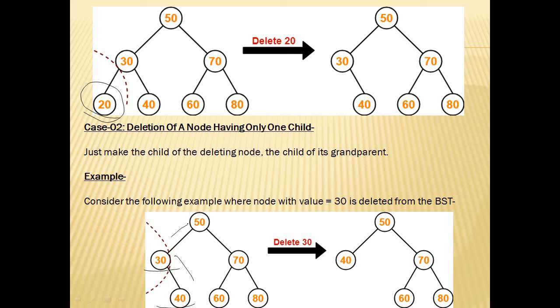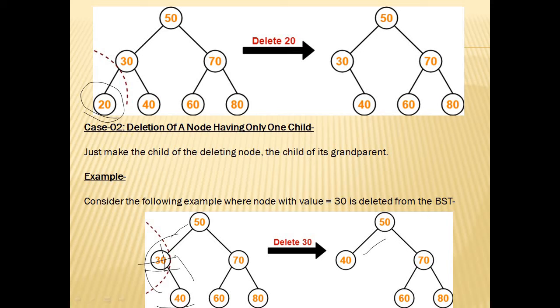What they are saying is to make the child of the deleting node the child of its grandparent. The child of 30 is 40, so I will make it the child of 50. Then deletion is done. I just remove this one and make the child attach to this. So this is the process, where I made 40 the child of its grandparent 50. This is the second case.